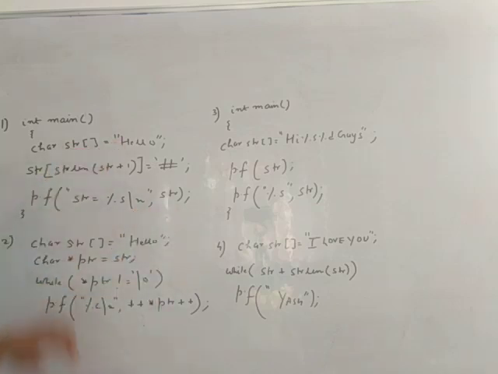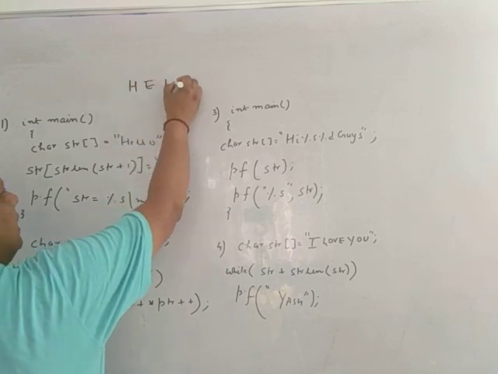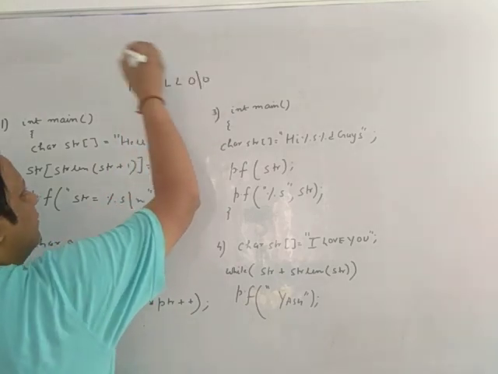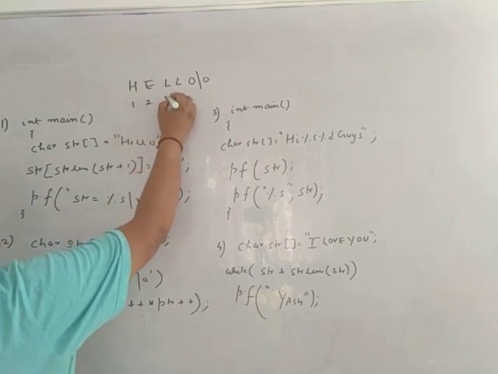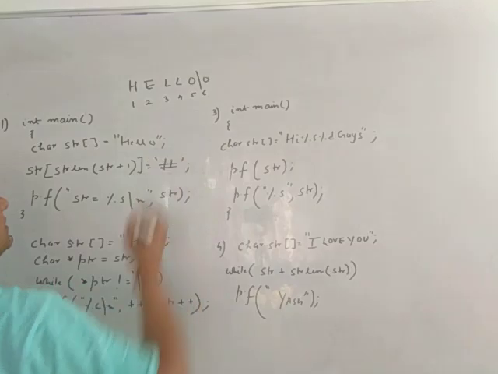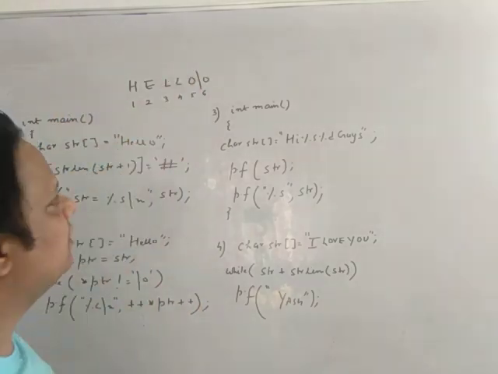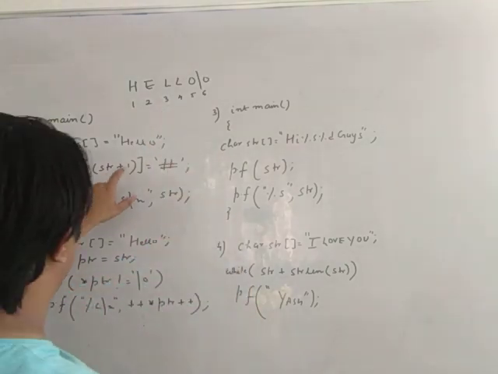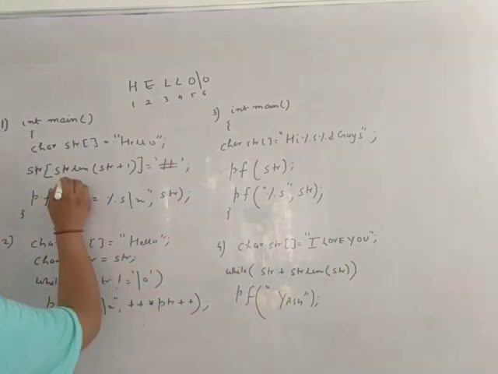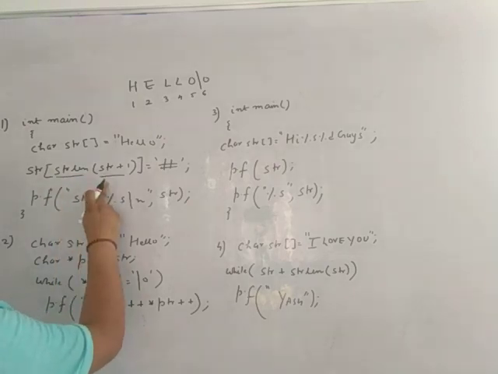So what is the string length of this? Suppose I write HELLO, and for null there is the ending null, so let the base address start from 1: 1 2 3 4 5 and 6. Now if I ask you what is the string length of this, string length does not include the null character, so string length is 5, right? So 5 plus 1 is 6.